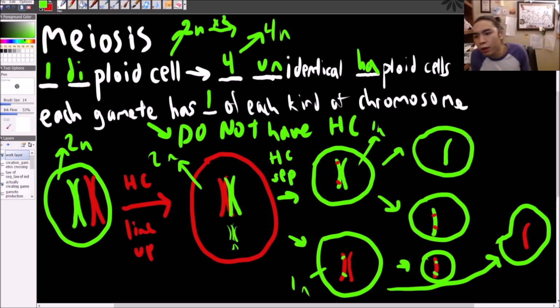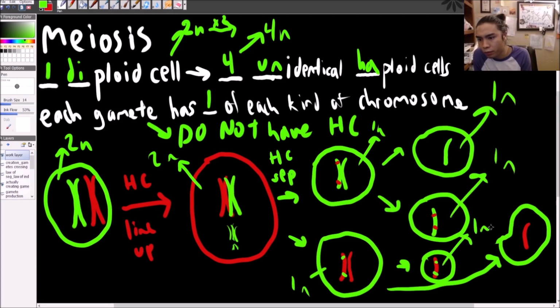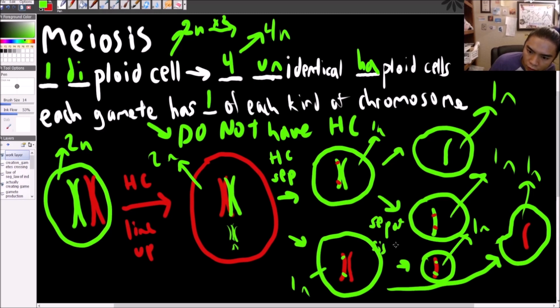Cool. So now all of these are haploid, and they're not in sister chromatid form. And let's go back to this step. This step is very important. So this one's separation of sister chromatids. But this step over here, where the homologous chromosomes are separated, means that each cell only has one of each kind of chromosome. So that ensures that the resulting gametes aren't missing a chromosome type, or aren't having an extra chromosome.